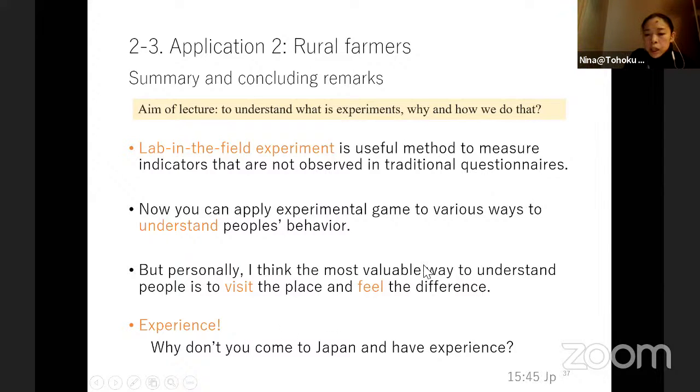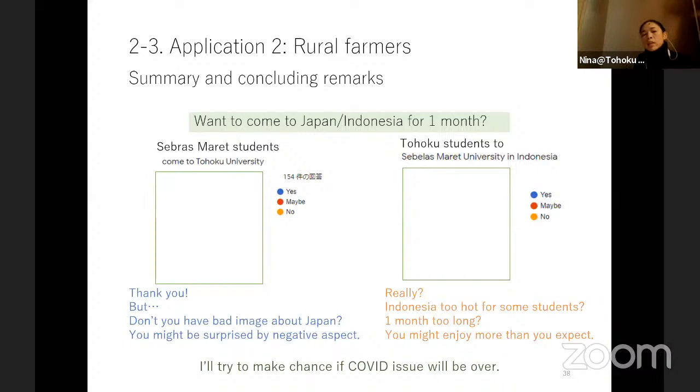So I want to share at the end the result of my question in the demo experiment. The last question in the demo experiment was, do you want to come to Japan, to Indonesian students? Or do you want to go to Indonesia for 1 month if you have a chance? And here is the result. What do you think? Do Indonesian students want to come to Japan, or Japanese students want to come to Indonesia? Do you have any imagination? Before doing this, I assumed the result would not be so different, but actually it is a little bit different. So here is the result.